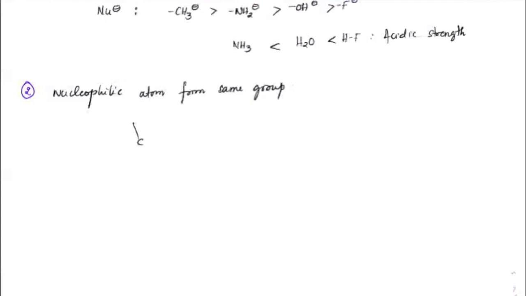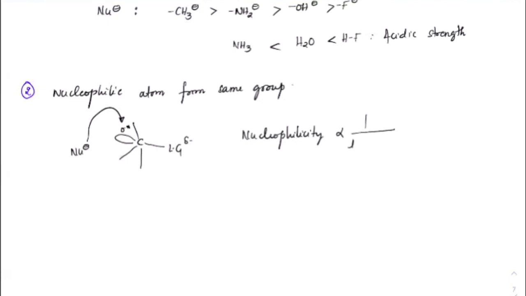Sorry guys. So the attack which is happening, let's say this is the leaving group which is present here, delta negative here, and a nucleophile is attacking. It would always attack at this sigma star orbital, which is the LUMO orbital of that carbon, and this is the HOMO orbital which is attacked, right? Now nucleophilicity in this case will be inversely proportional to its basic strength and directly proportional to its size.